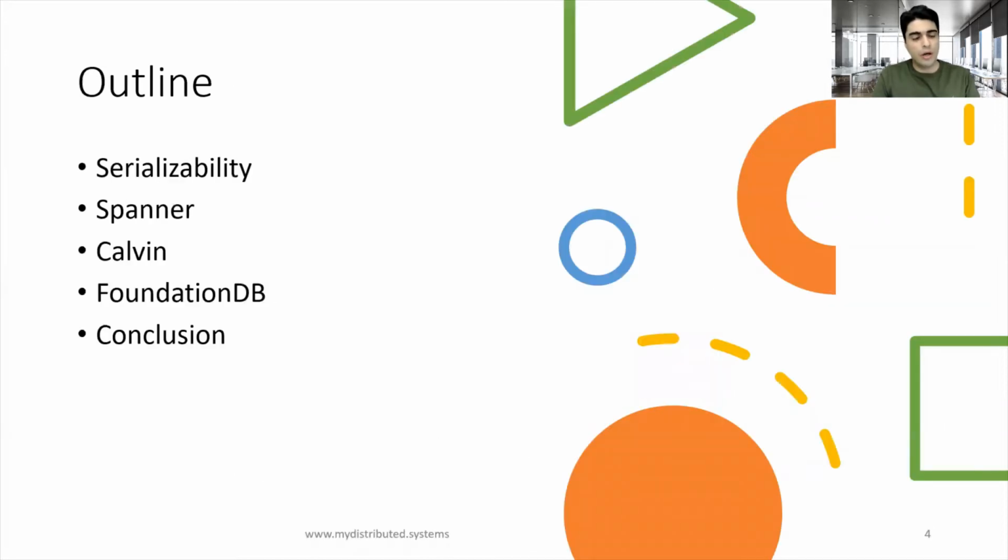This is the outline of my talk in this video. I will first talk about serializability, and then we will see these three systems: Spanner, Calvin, and FoundationDB. The nice thing about this selection is that these three systems tackle the same problem, which is providing strictly serializable distributed transactions, with completely different approaches. So it is very nice to see them side by side and see what choices we have if we want to provide distributed transactions for our partitioned and replicated database.